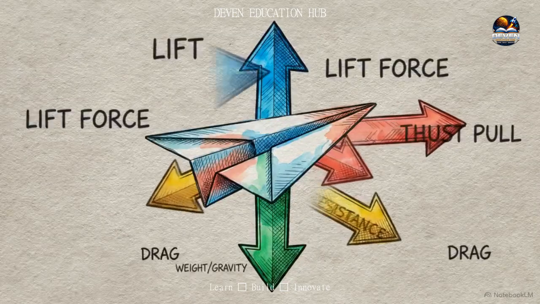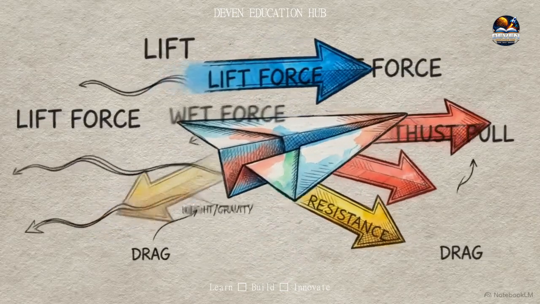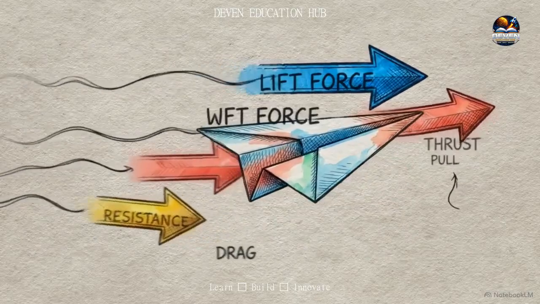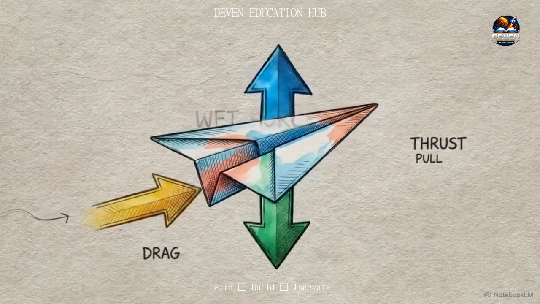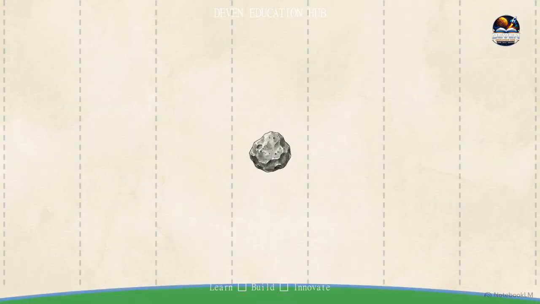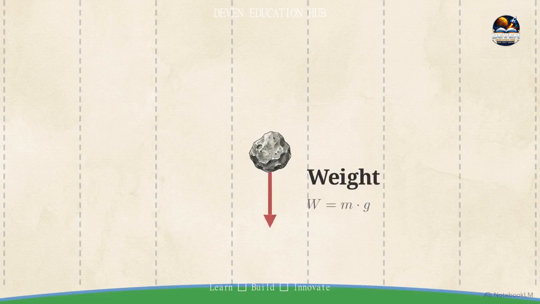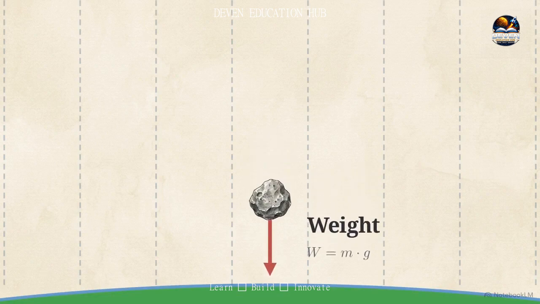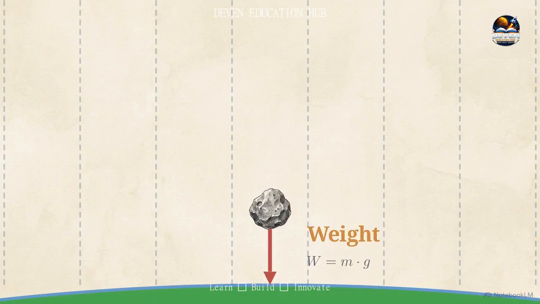Every object that flies is caught in a constant invisible tug-of-war. There are 4 distinct forces pulling on it at all times. The first force is weight. Gravity acts like a constant field pulling everything straight down toward the center of the Earth. If you drop a stone, it falls. That downward pull is weight.